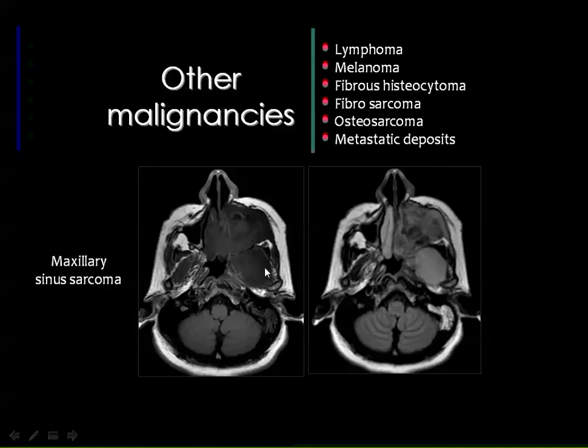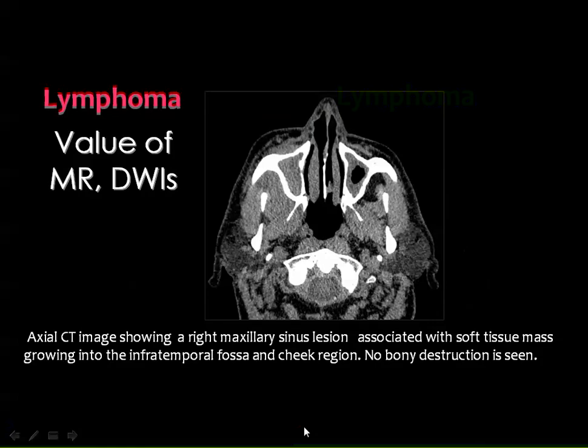And this is an example of a big mass involving the maxillary sinus extending into the nasal fossa as well as into the infratemporal fossa, and this has been proved to be a maxillary sinus sarcoma. Then look here and you see this sinus is opaque with concentric mucosal thickening, and this sinus is totally opaque, and you may think of sinusitis.